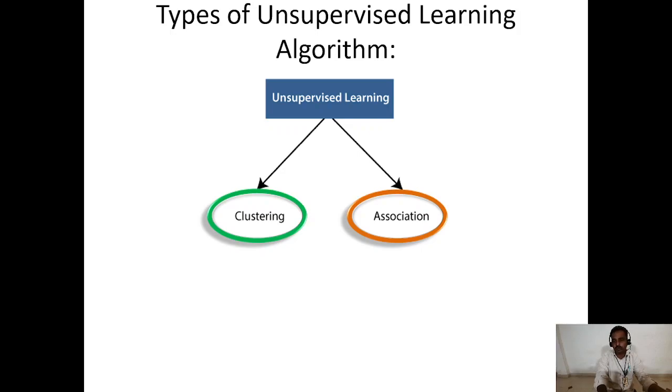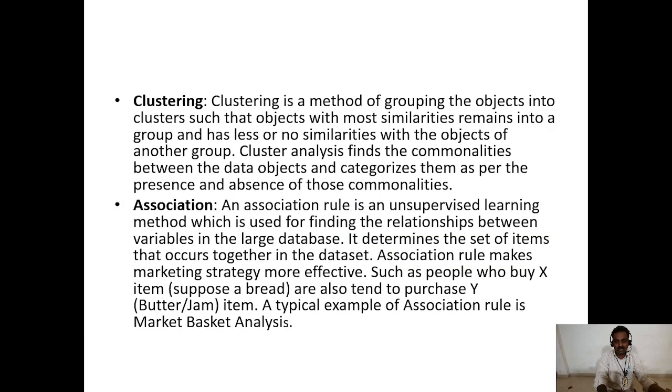Next, types of unsupervised learning. Unsupervised learning can be divided into two types: one is clustering, the second one is association. Next one, what is clustering? What is association? Clustering is a method of grouping the objects into clusters.